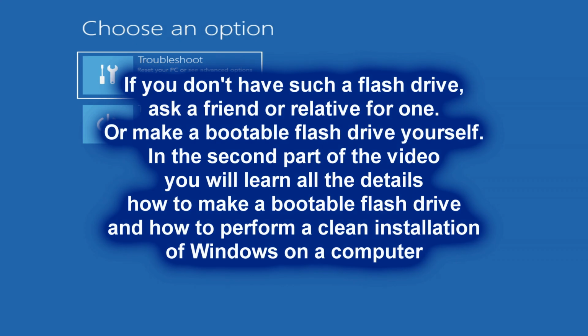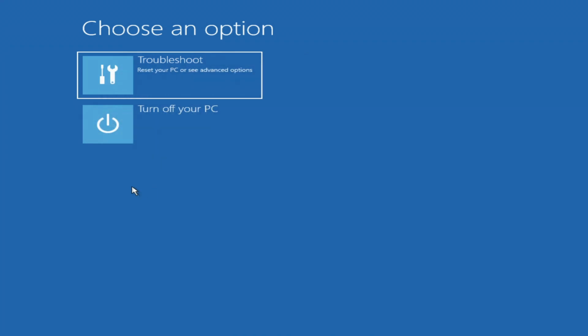If you do not have such a flash drive, you can ask a relative or friend for a bootable Windows flash drive. You can make such a flash drive yourself. For this you will need a USB flash drive of at least 8 GB and a computer or laptop, and making a bootable USB flash drive will be completely free. I turn off the locked computer, and we move on to the second part of the video.